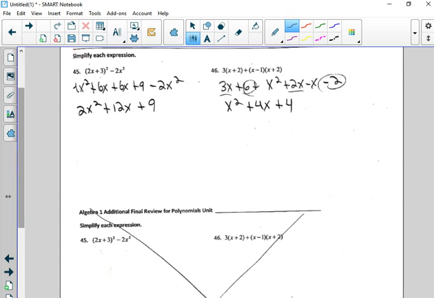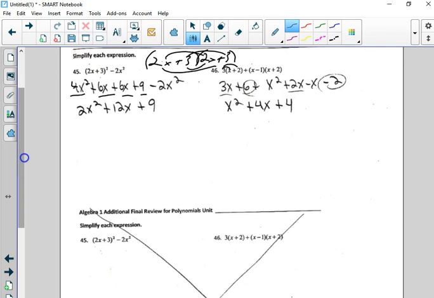Okay, 45. Simplify. Well, first off, you have to FOIL 2x plus 3 times itself. So when you do that, 2x times 2x, remember, if you need to go off to the side and write it, go ahead and do that. If you do it in your head, go ahead. 2x times 2x is 4x squared. 2x times 3 is 6x. 2x times 3 is 6x, and 3 times 3 is 9. And then minus 2x squared. Combine like terms, you know.